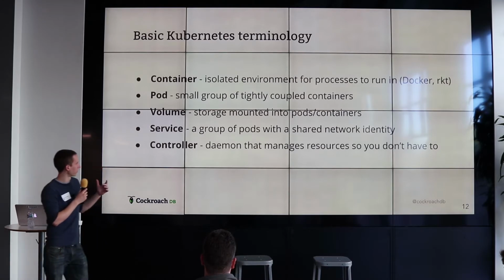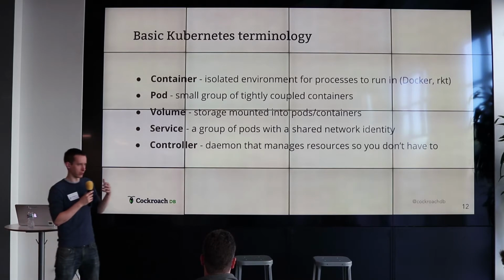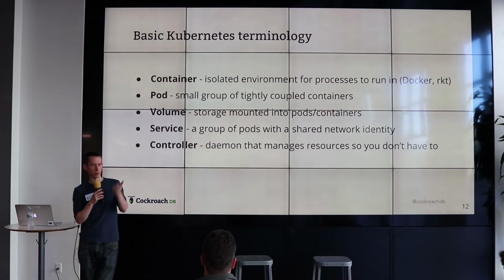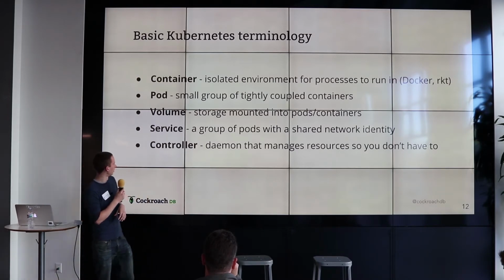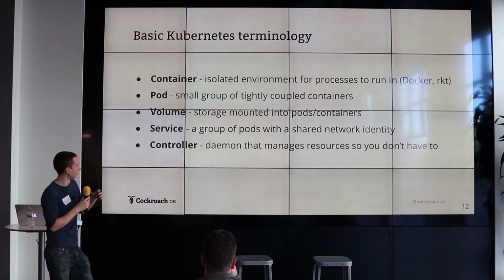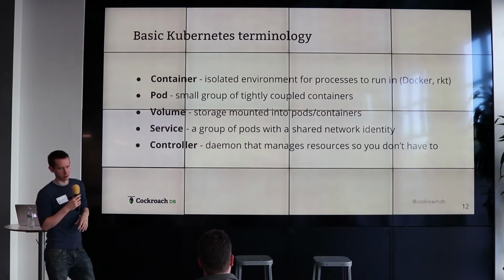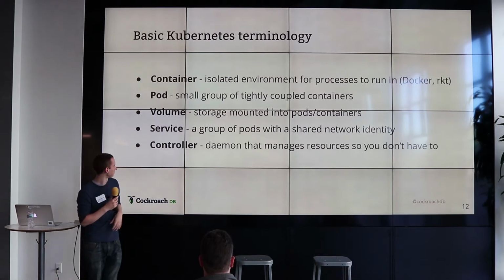A volume is this really cool thing where you can mount a different file system into your container so that you're not writing into the container's file system, which is typically a bad idea. And you can write it exactly where you would if you were running your process on the bare metal itself. A service is basically a way of grouping things together into a single network identity. So if I have a bunch of Cockroach pods running in a cluster, and I want to load balance all my requests to them without talking to individual Cockroach nodes, you put a service in front of them, talk to the service, and all your requests will be load balanced amongst the individual pods.